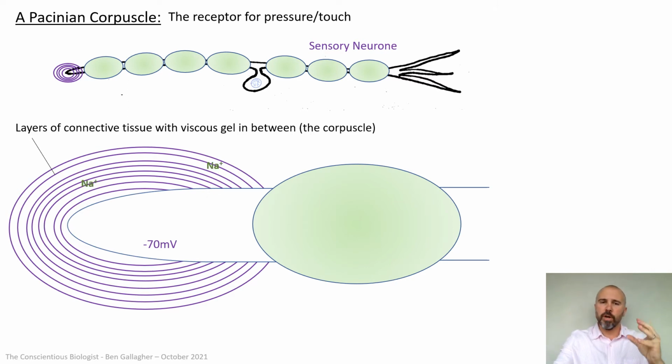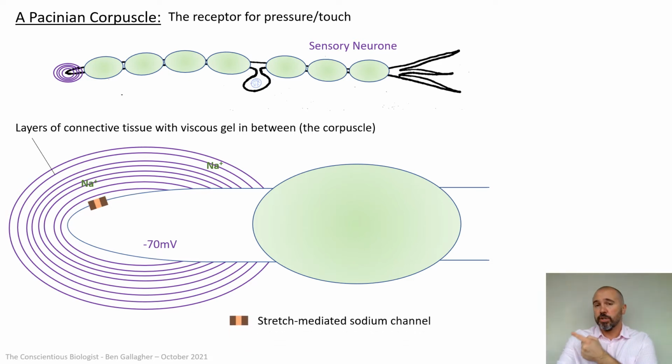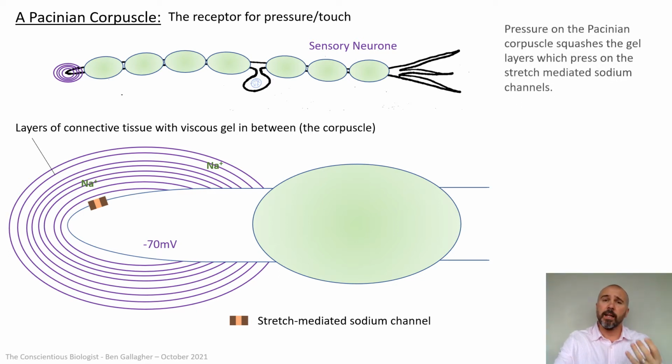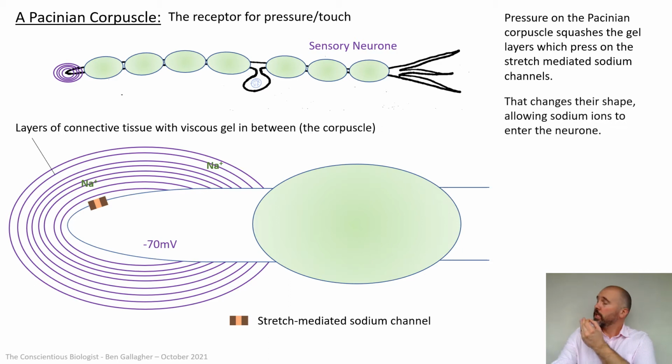Now, what happens when pressure is put on that Pacinian corpuscle? It affects things called stretch mediated sodium channels. All it means with stretch mediated is when they're squashed, when pressure's put on the Pacinian corpuscle, it just stretches those channels a little bit, allowing them to open and bring sodium in to the axon at the very start of the dendron at the very start of that sensory neuron. Okay, so because their shape changes very slightly, sodium can move in.